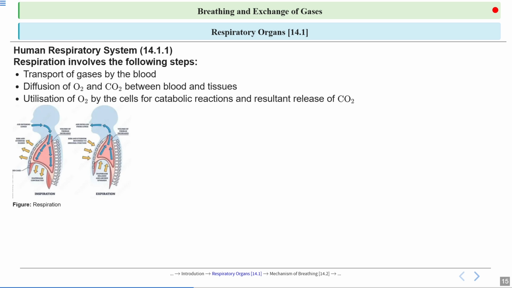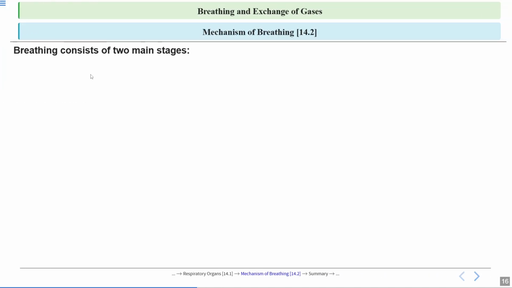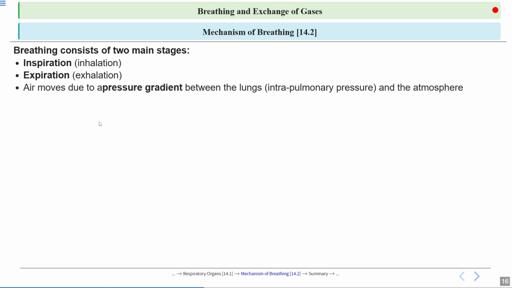Clear? So again, you can see in this image showing you inspiration and expiration. Now breathing consists of two main stages. We have discussed inspiration, also known as inhalation, and expiration, known as exhalation. Now, let's talk about the mechanism of breathing. How do inspiration and expiration occur?